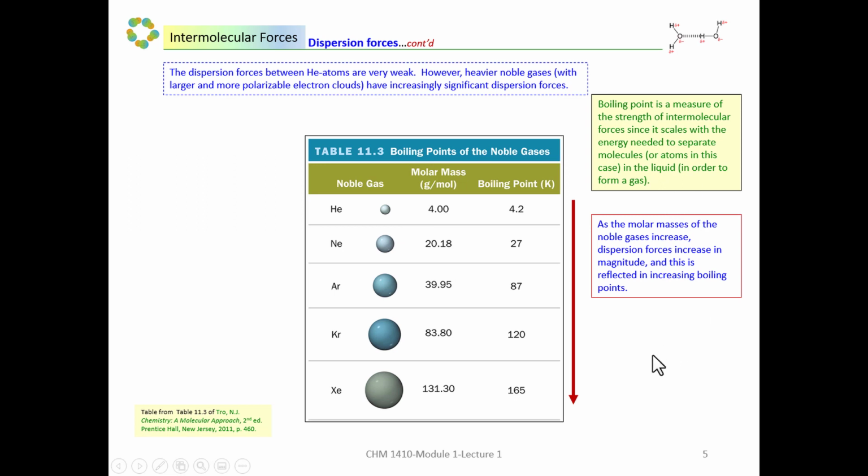So, take-home lesson here, we have 5 examples of atoms that are nonpolar, can only have dispersion forces, but the dispersion forces become larger as reflected in the larger boiling points as the molar masses increase. Another way of saying that is the electron clouds become larger and more polarizable.